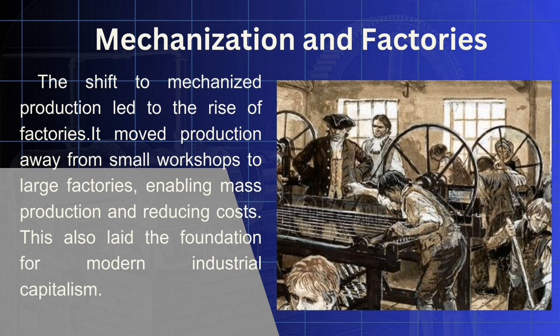Mechanization and factories. The shift to mechanized production led to the rise of factories. It moved production away from small workshops to large factories, enabling mass production and reducing costs. This also laid the foundation for modern industrial capitalism. In the 18th century, in terms of mechanization, we began with basic machines like the spinning jenny and steam engine. It also led to the rise of small factories focused on textiles, with harsh working conditions.